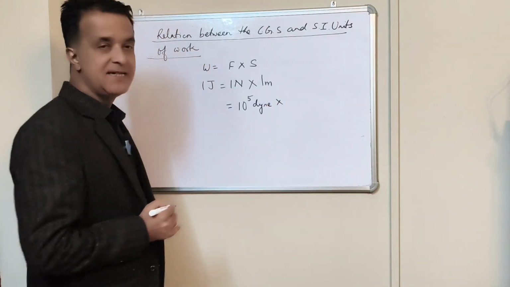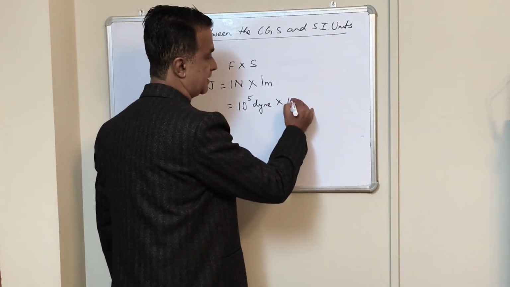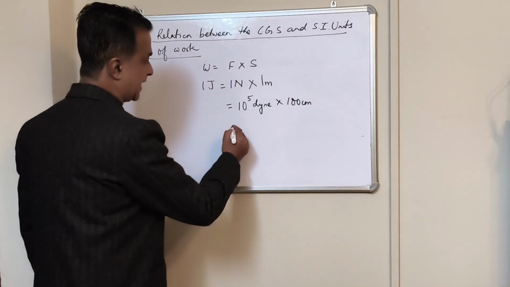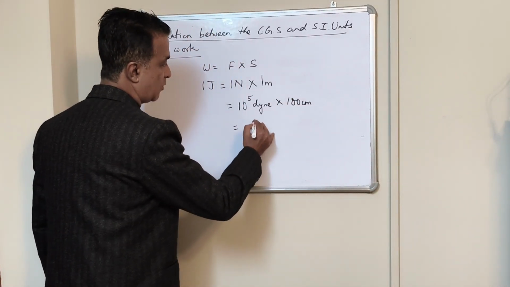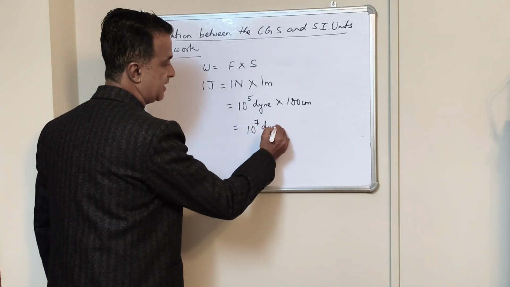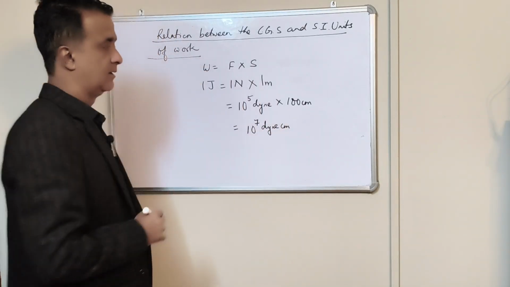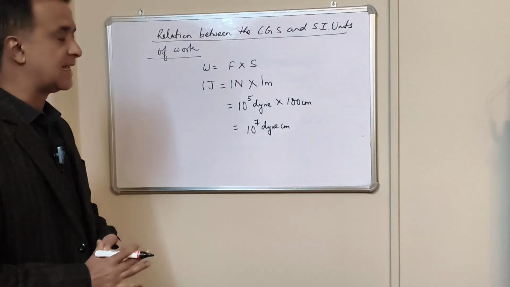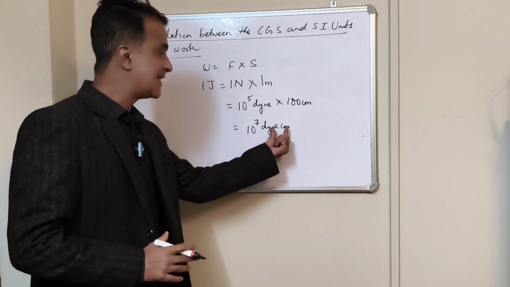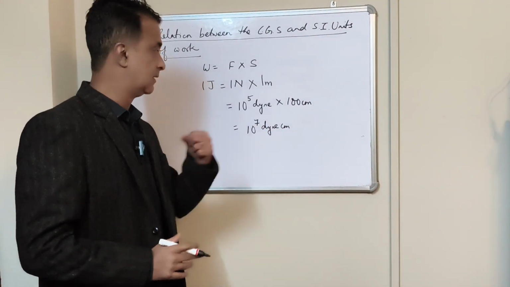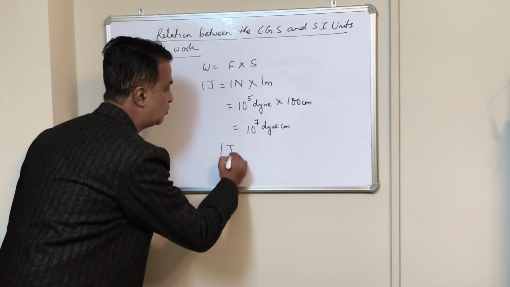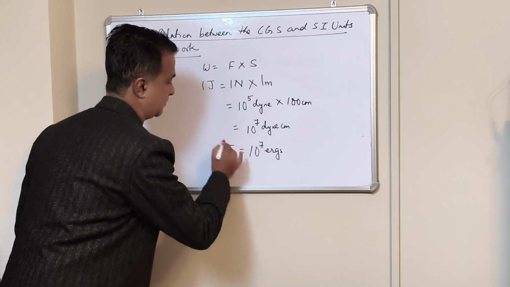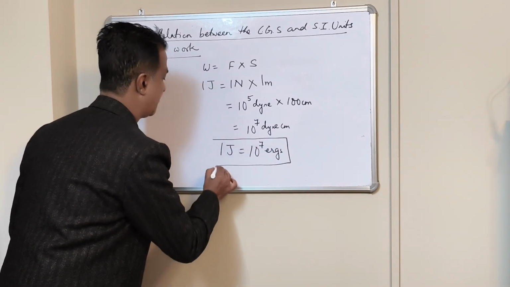Okay. And 1 meter is 100 centimeters. Now when we multiply the two, we get 1 joule is 10 to the power 7 dyne centimeter. Right? So 10 to the power 5 and 10 to the power 2, it's 10 to the power 7 dyne centimeter. And this dyne centimeter is nothing but an erg. So from here we get 1 joule is equal to 10 to the power 7 ergs. So this is how they are related.